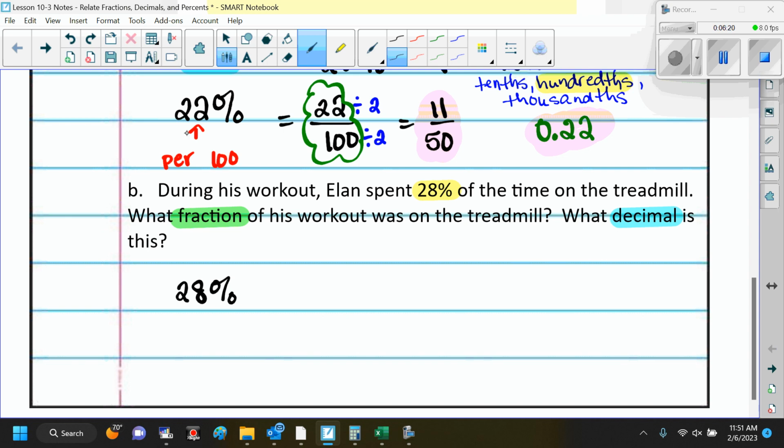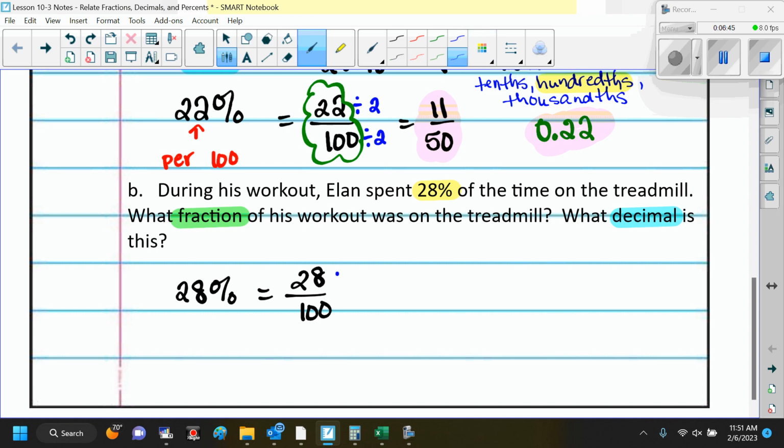Now, again, percent means per 100. So 28% is 28 over 100. Very good. Then, because we're writing as a fraction, we want to simplify it. Always simplify your fractions. So, what can I divide by?